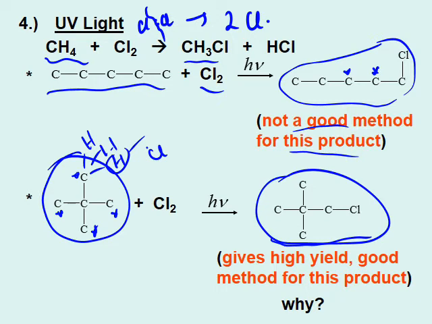On the other hand, in the first case, there are many ways this can happen, at least 3 possible products you can see. So if I'm looking for a particular product like this, chlorine bonded to the first carbon, then it's not very likely, it would not be in high percent yield. It would be like one of 3 products.